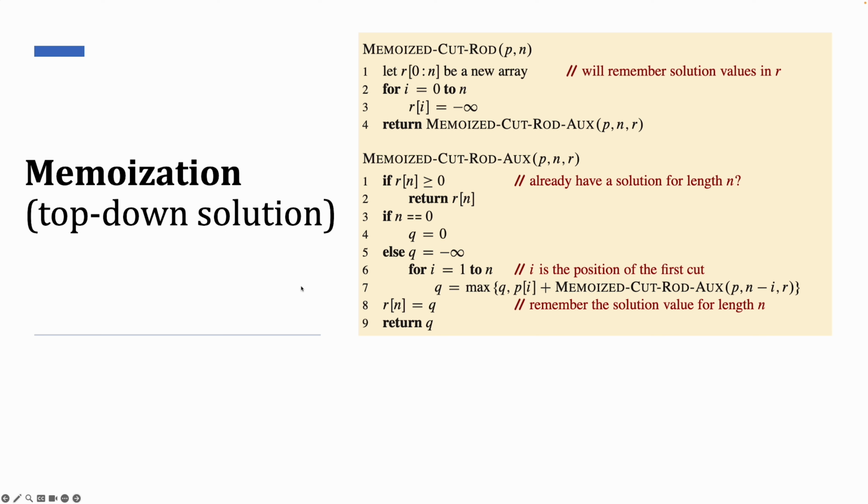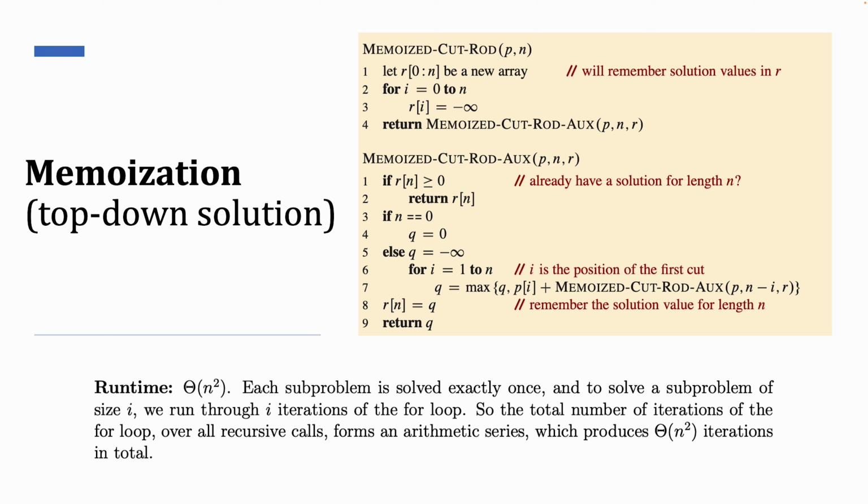Okay, I also want to visualize this in case it's not clear with the code. If you look at the code, you can see that each subproblem is solved exactly once. In order to solve a subproblem of size i, we run through i iterations of the for loop. So the total number of iterations of the for loop over all recursive calls forms an arithmetic series. Okay, this might not be good enough for some people.